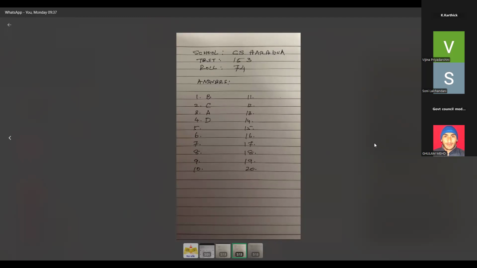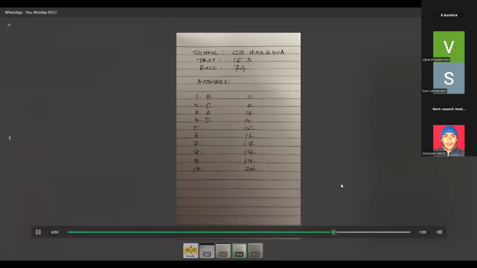The next thing is very, very important. Do not write your name on this sheet. Do not write your class. Do not write your section. Do not draw any line or put any drawing. Do not do anything else apart from this.